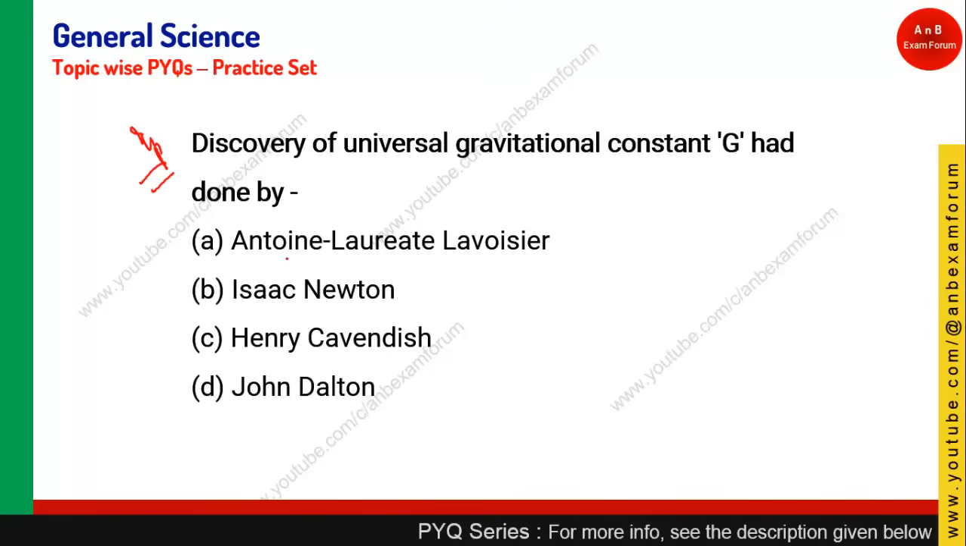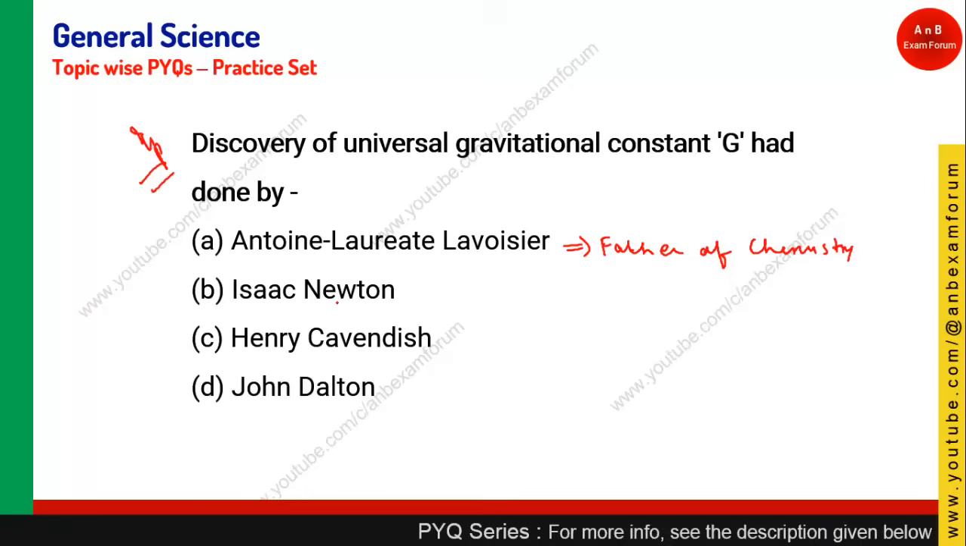Antoine Laurent Lavoisier is known as the father of modern chemistry. He has not discovered this universal gravitation constant G. And if you talk about Sir Isaac Newton, although he has given the universal law of gravitation, he has not found the value of the gravitation constant G.